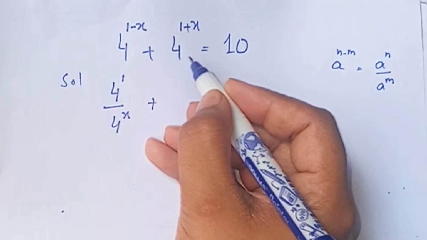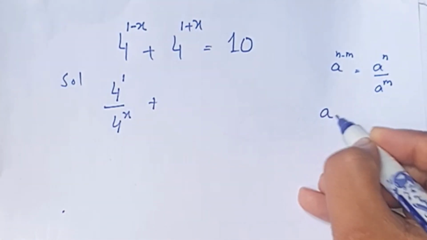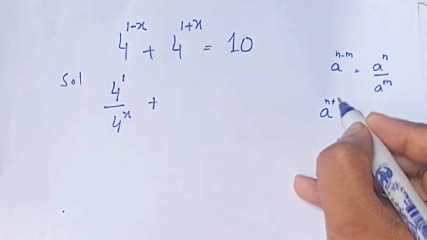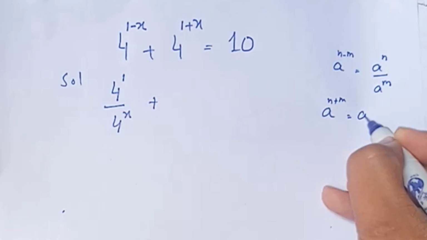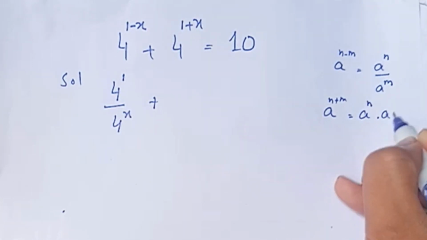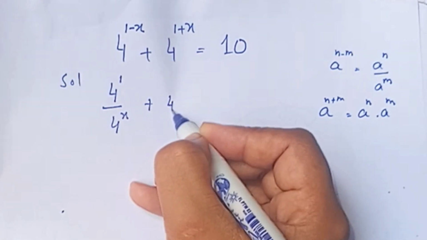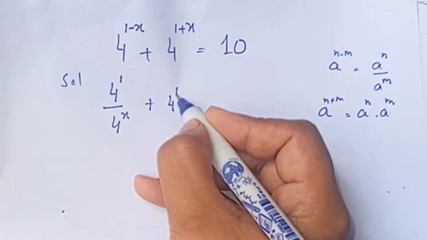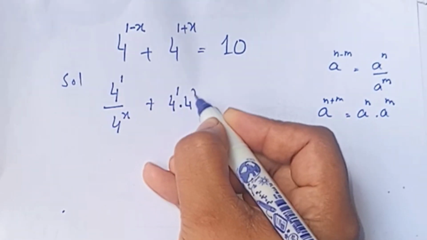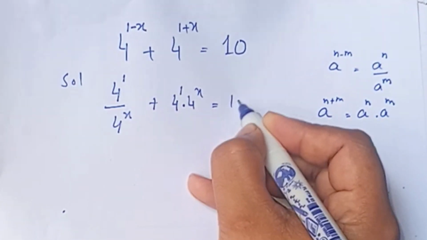look at the second term. Here we use this property: a^(n+m) is equal to a^n multiplied by a^m. Using this property, we write this second term as 4^1 multiplied by 4^x, and the right hand side is 10.